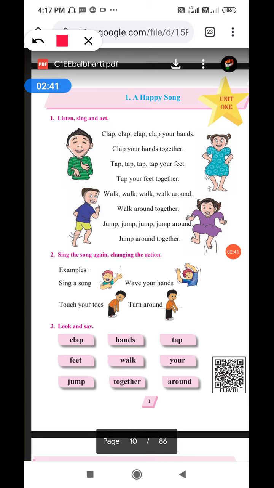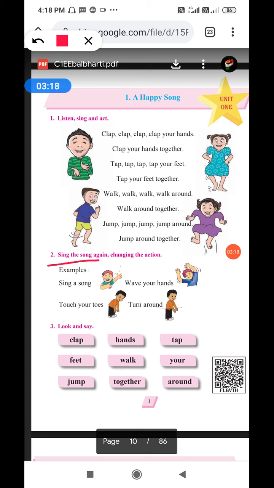So, student, come on, sing with me. Clap, clap, clap, clap your hands together. Tap, tap, tap, tap your feet together. Walk, walk, walk, walk around together. Jump, jump, jump, jump around together. Now we will come to second one.